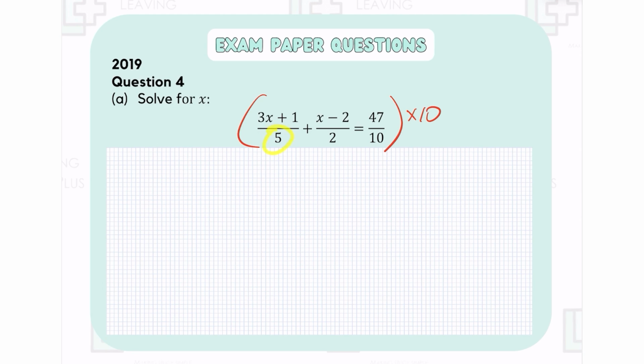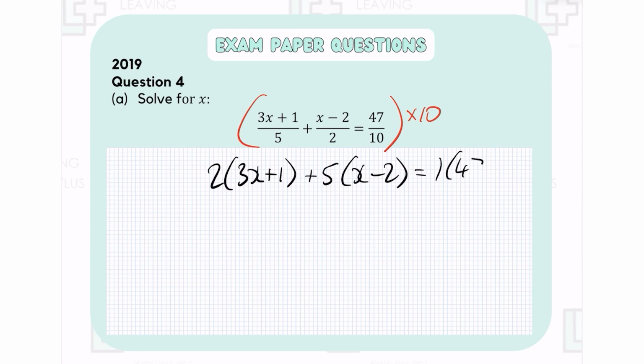So 5 into 10, it goes twice, and that multiplies by 3x plus 1. The plus carries down. Then it's 2 into 10, that goes 5 times, that's by x minus 2. And finally 10 into 10 goes once, and that's by 47. So now it's time to multiply the brackets and see if we can solve this linear equation that's left.